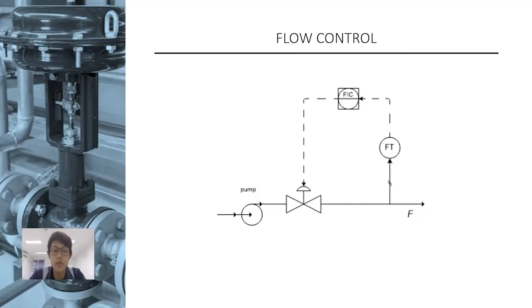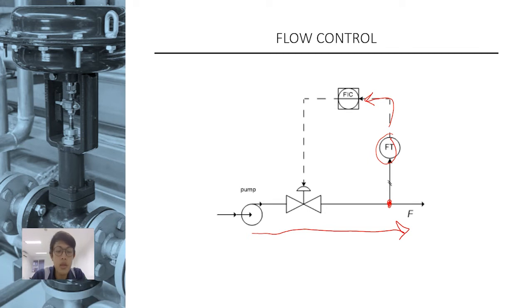Flow control. The fluid pushed by the pump will flow to the right. In this flow, the fluid will pass through a flow sensor. The data received by the sensor will be converted by a flow transmitter into an electrical signal and forwarded to the control room.